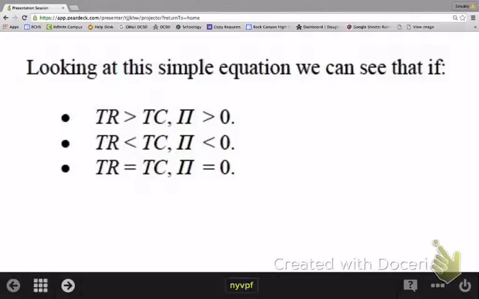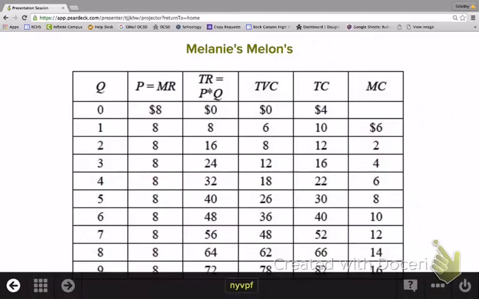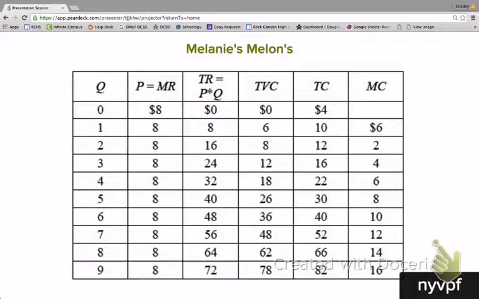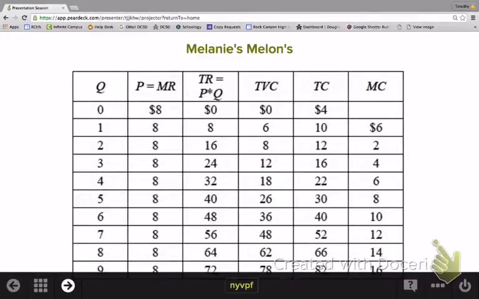So going back to the previous table, this one here, we can see at a quantity of 5, total revenue is greater than total cost. And economic profit is equal to 40 minus 30, which is equal to $10. So economic profit is positive at a quantity of 5. Another very useful way to determine if profits are positive or negative is to look at profit on a per unit basis.